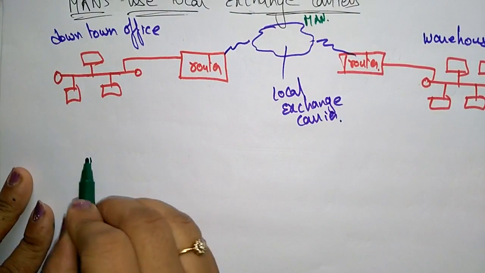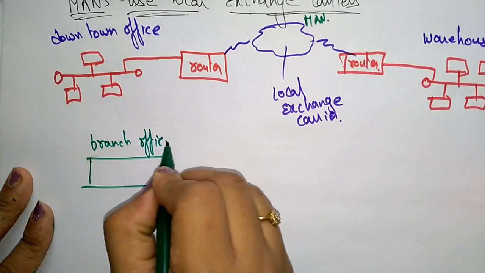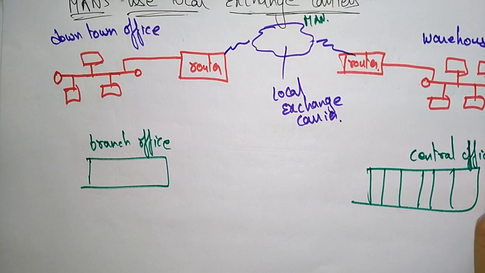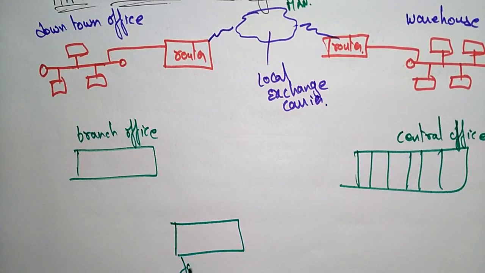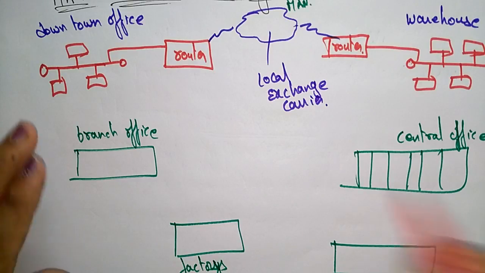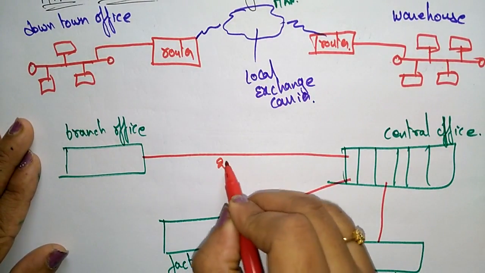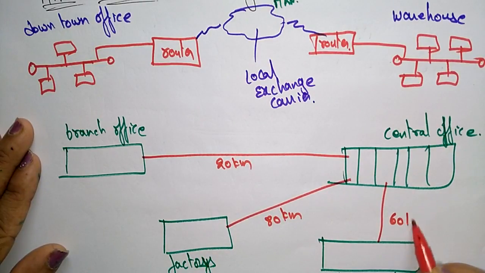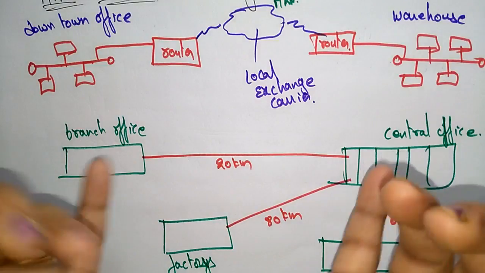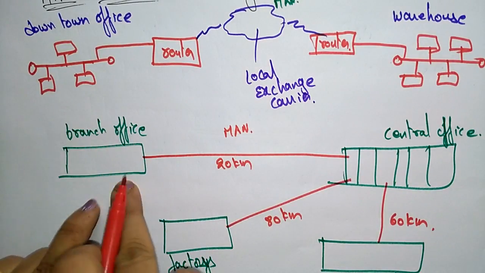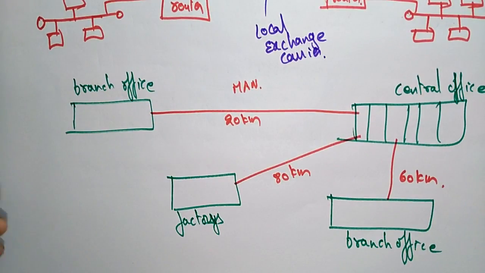Take another example. Suppose this is a branch office, and here you have a central office, and here some factories related to this company, and another branch office. All these branch offices and factories, and the other branch office, have to connect with the central office, the main office. Here the distance will be 20, 60 or 80 kilometers. If the offices are present in this distance range, then you can go for the metropolitan area network. The central office uses the metropolitan area network to communicate with the branch offices and factories present in the same city.